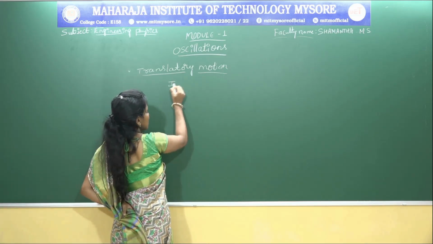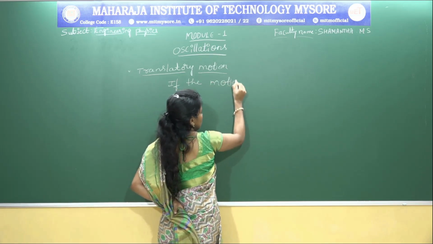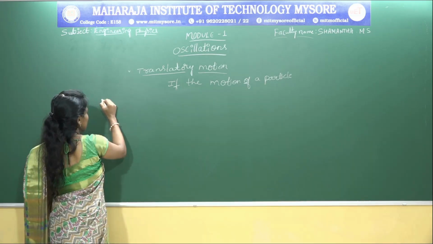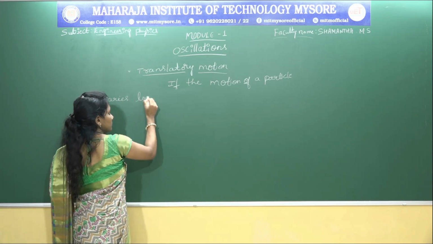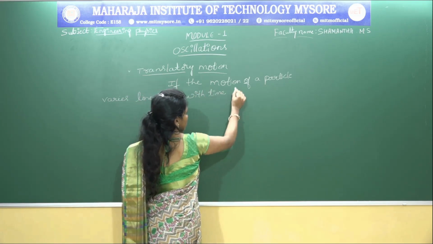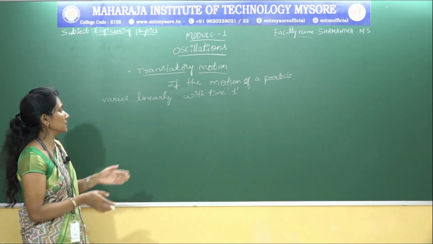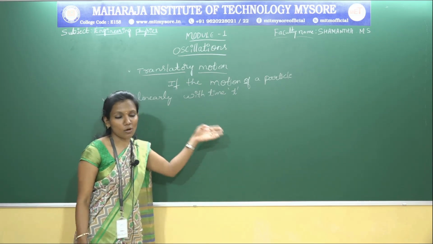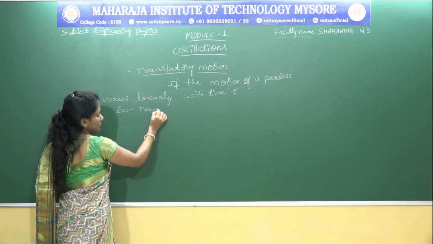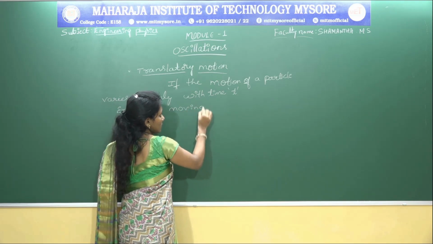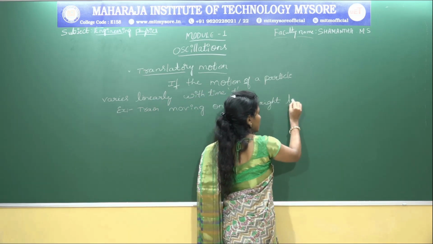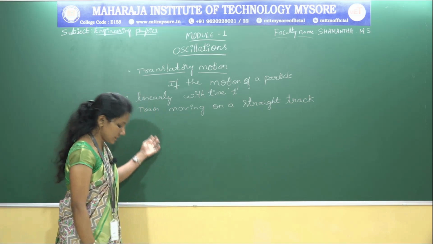Translatory motion means the motion of a particle varies linearly with the time t. That type of motion we call translatory motion. The example we can give is a train moving on a straight track. Okay. This is the best example we can give.